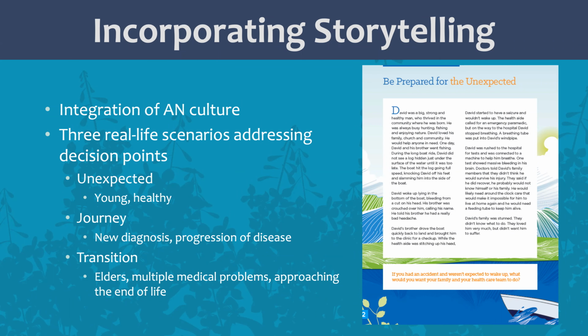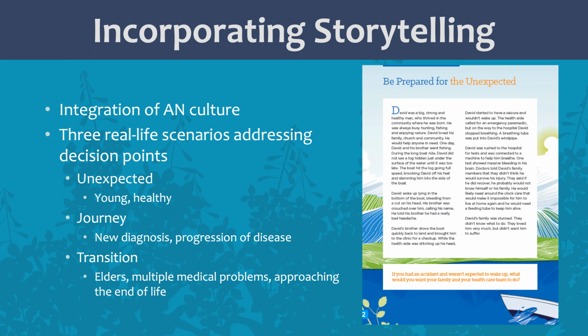And we use that, again, as the integration of the AN and AI culture, using 3 real life scenarios addressing decision points. So the first one was be prepared for the unexpected. The unexpected is a story about a little healthy young man who basically gets in an accident and he has a head injury and he's not waking up. You read that story and then you solicit a question like, if this were to happen to you, what would be most important at that time?